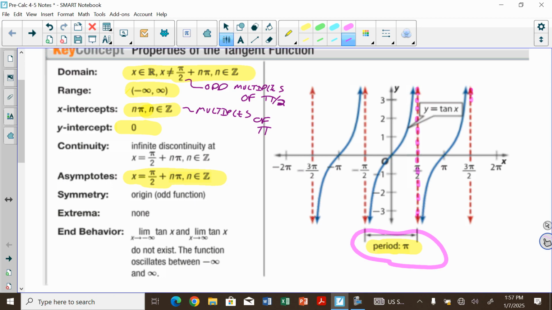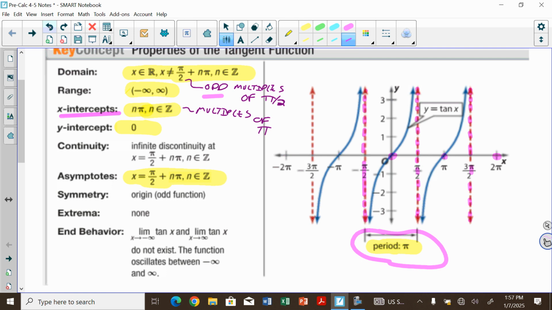So 3/2 pi would also have one, and then negative, odd multiples, right? So odd multiples of pi over 2. So negative pi over 2 would also have a vertical asymptote. And so then the graph works its way along this little squiggly line, passing through certain points. It passes through the x-intercepts here at multiples of pi, so pi, and then there would be one over here technically, 2 pi, 0, and then negative pi, and there would be one over here if we continued it. Okay, so just pointing those things out.